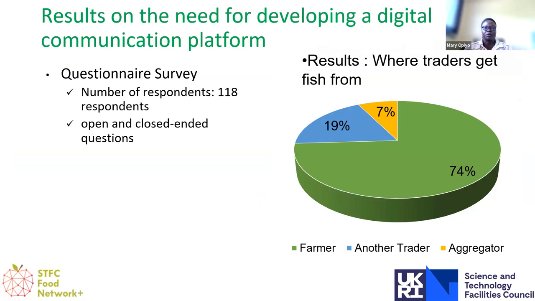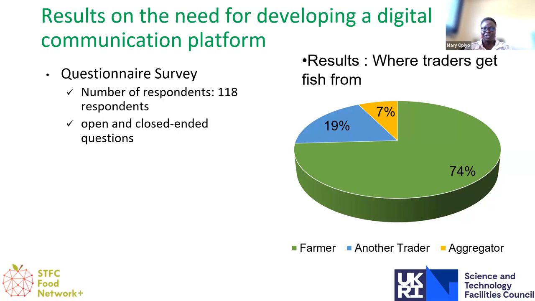From the survey, we were asking the traders where they get the fish that they are selling from. A larger majority, 74%, was getting fish directly from the farmers, be it pond farmers or cage farmers, while 19% was getting fish from another trader, like somebody who is selling fish in wholesale. So they would go and buy there, then come and sell.